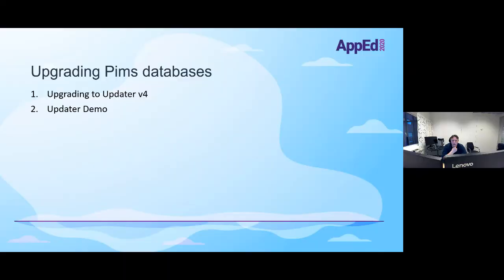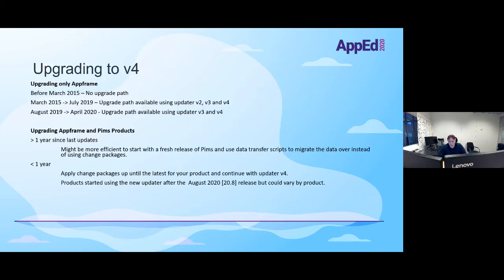Let me see. Yeah, I'm just going to talk a little bit about upgrading to V4 from an AppFrame perspective, and also give you an introduction to the new updater. So when upgrading to version 4 of the upgrader, we can use different strategies, but it kind of depends, as Simon said, on the version you're upgrading from, and how many products you are using, and how much customization you have on your solution. So there's no definitive answer, but we have made some recommendations to both AppFrame and Pims.